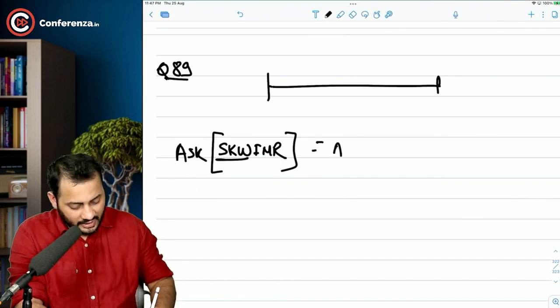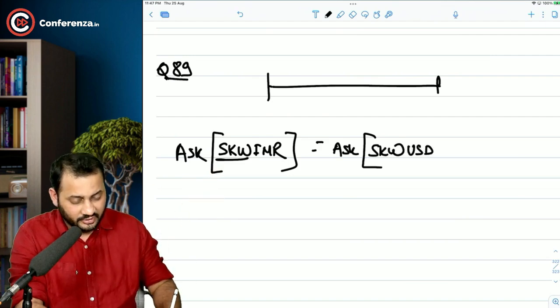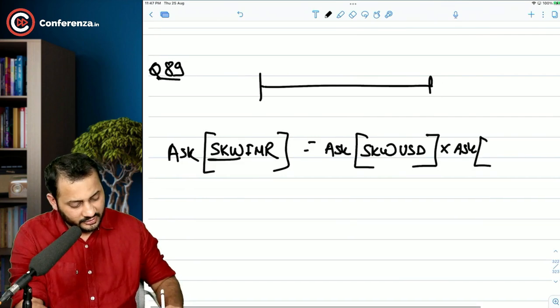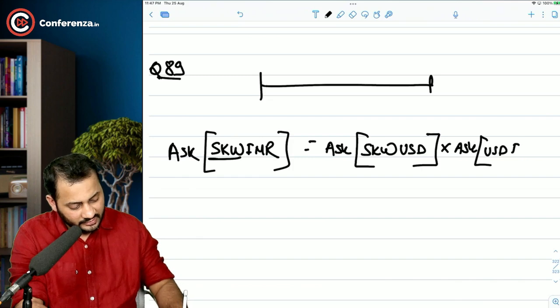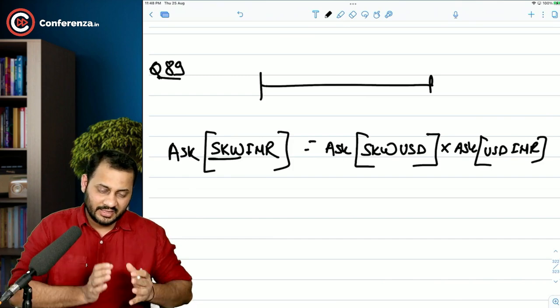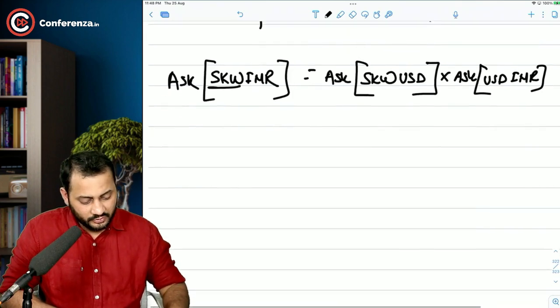Create a cross rate. Ask of SKW will be written first, because it is for the first currency, and then the third currency, which is US dollar, into again ask, starting with the third currency, US dollar, and the second currency INR. This is how the USD will get cancelled, by writing it last in the first quote and first in the last quote. Okay.